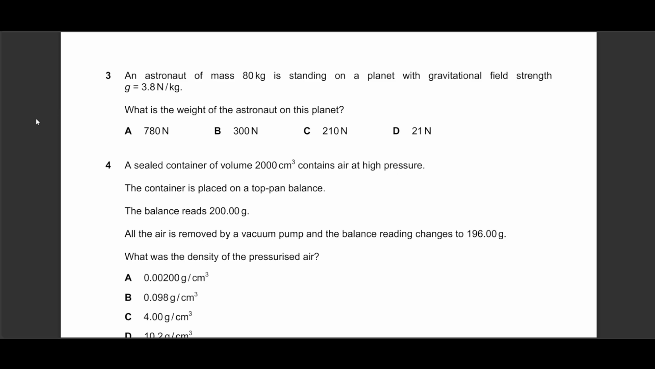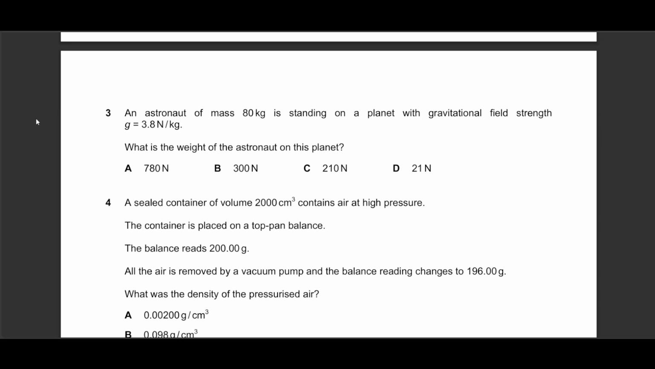Question 3 is an astronaut with mass of 80 kilograms, which is this one. So what is the weight of the astronaut? So this will be W equals mg, which will be 80 multiplied by 3.8. If you calculate this, you will get the value of 304 newtons exactly, which up to two significant figures should be option B. Very straightforward.